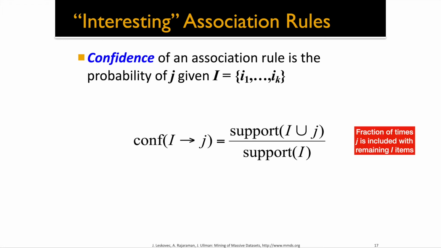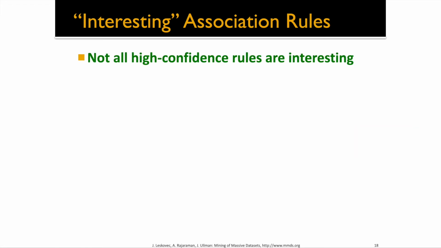In particular, we define confidence as the proportion or fraction of item sets that include all these items in our item set I, in addition to this item j, or this subset of items j. So if j occurs in all times where we also see items I through k, then that confidence is going to be 1. But not all high confidence rules are particularly interesting.